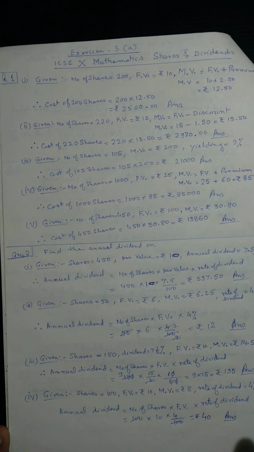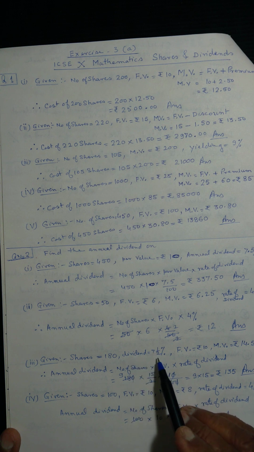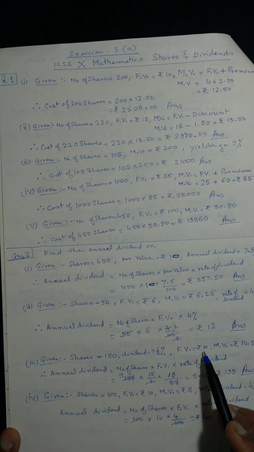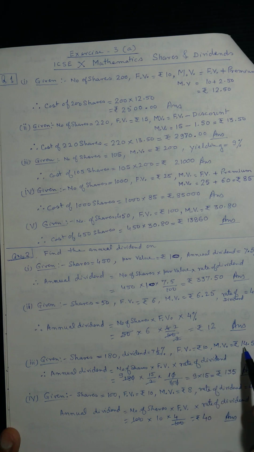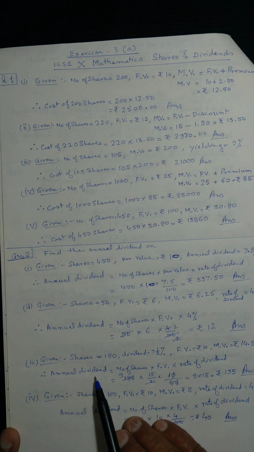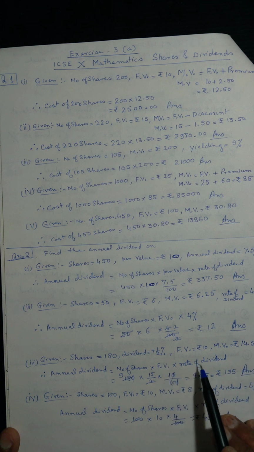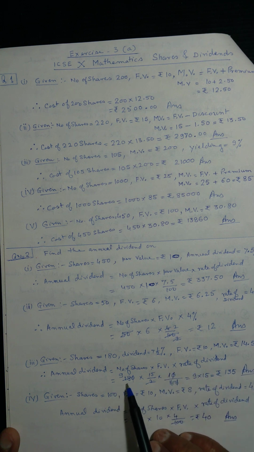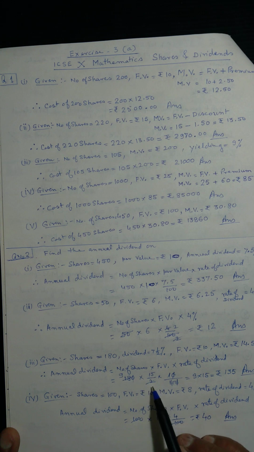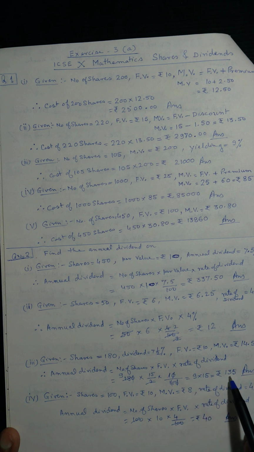Third part, given that the shares are 180, dividend is 7 and 1 by 2%, face value is rupees 10, market value is rupees 14.50. Therefore the annual dividend is equal to the number of shares into face value into rate of dividend. That is equal to 180 into 15 by 2 into 10 by 100. That will be equal to 9 into 15. Again it will be equal to 135. This will be the answer of the third part.